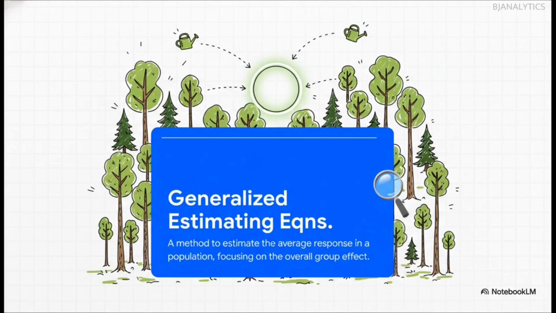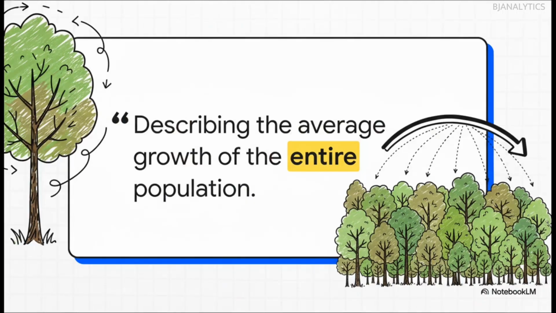And GEE is fantastic when you want to know the population averaged effect. It asks questions like, if we used this fertilizer, how would it affect tree growth on average across the whole forest? It zooms out to see the overall effect, not all the individual ups and downs. So there it is, the perfect contrast. While mixed effects models are for predicting the journey of a single tree, GEE is all about describing the average growth of the entire forest. They're two different tools for two very different but equally important kinds of questions.